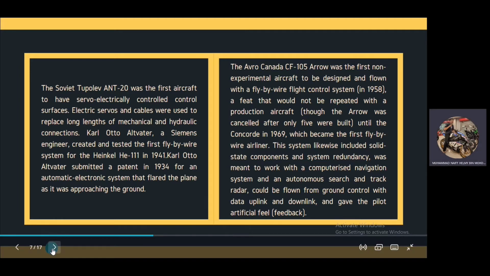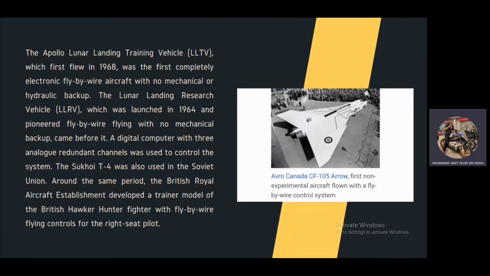Now, the Apollo Lunar Landing Training Vehicle, LLTV, which first flew in 1968, was the first completely electronic fly-by-wire aircraft with no mechanical or hydraulic backup. The Lunar Landing Research Vehicle, which was launched in 1964 and pioneered fly-by-wire flying with no mechanical backup, came before it. A digital computer with three analog redundant channels was used to control the system.